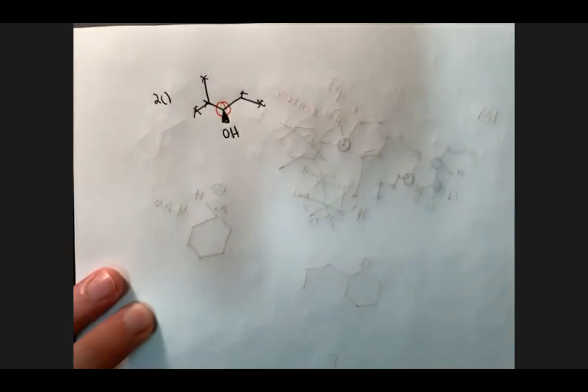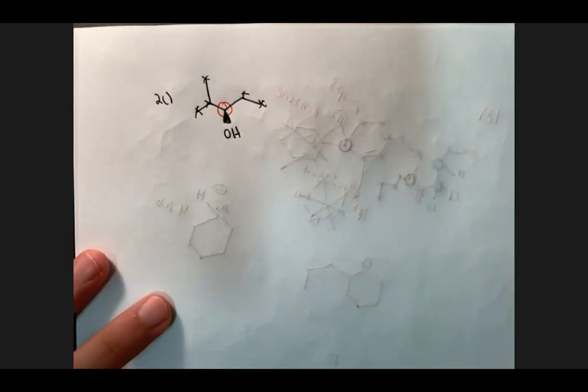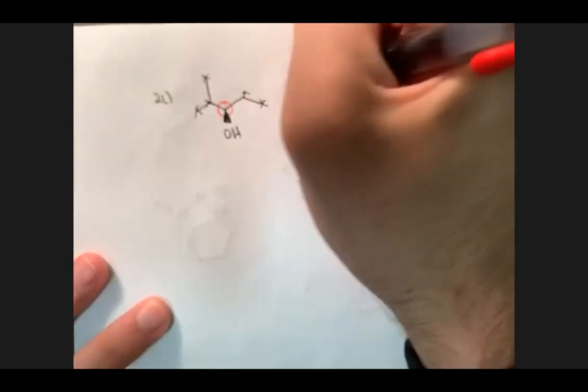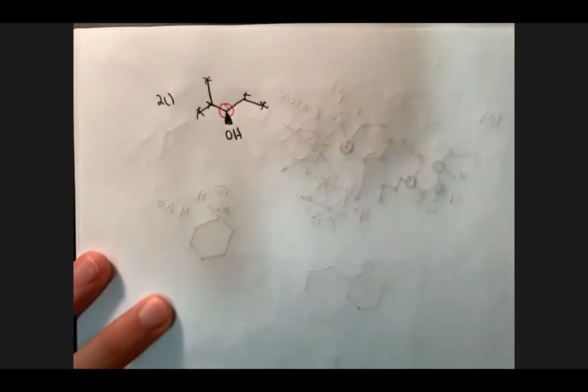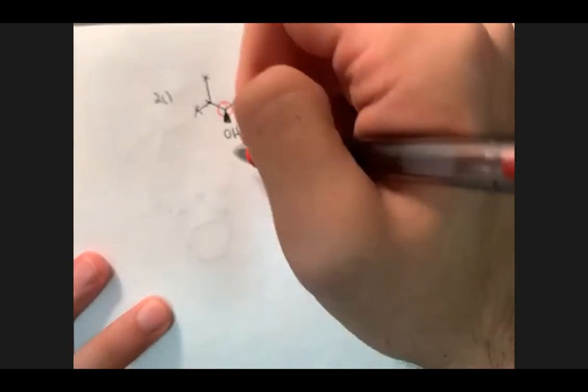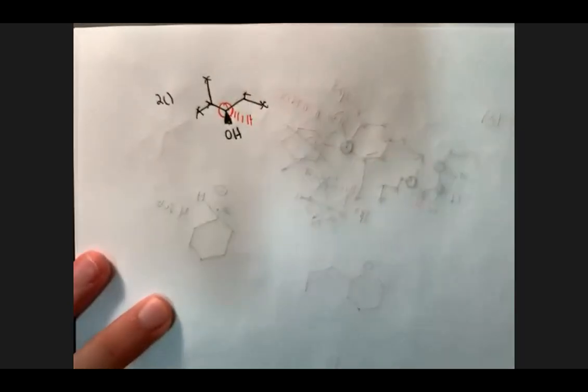So nope, nope, nope, nope, nope. And then finally, we're left with this one, and we have a chiral center. How do I know that we have a chiral center? Well, we have an ethyl group to my right. We have an isopropyl group going to my left. We have the hydroxyl group going down, and we have the hydrogen over here, okay?